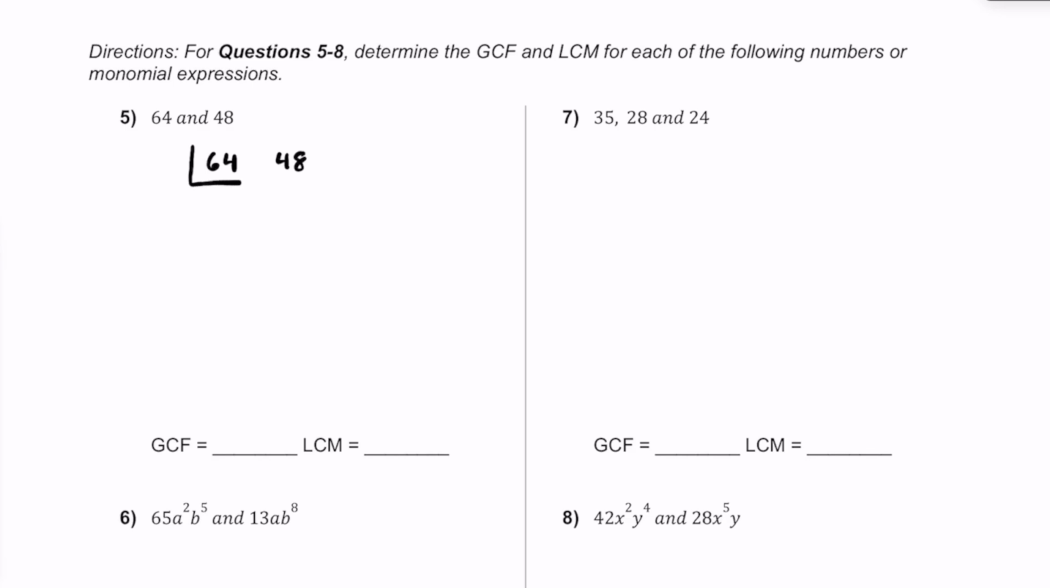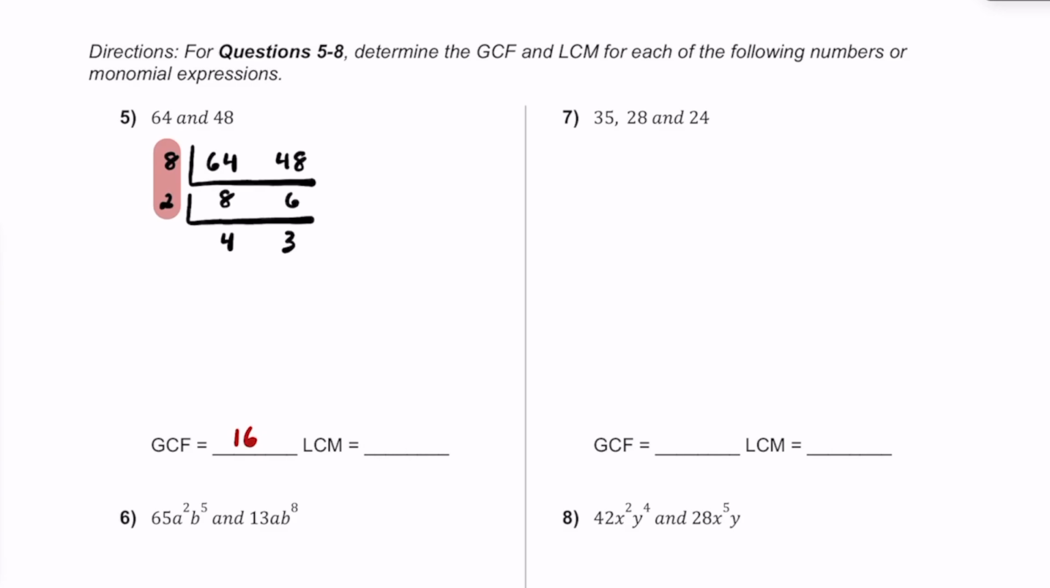So 64 and 48, I think the first thing that comes to mind for me is going to be 8. 8 times 8 is 64, 8 times 6 is 48, and then I'm thinking here between these two we could put a 2. This goes in 4 times and 3 times. So the GCF here is just going to be the numbers on the side. So 8 times 2 here is going to be our GCF. That's going to be 16.